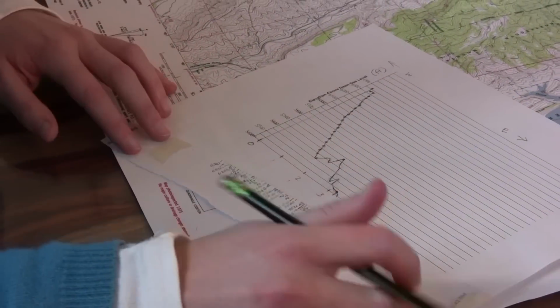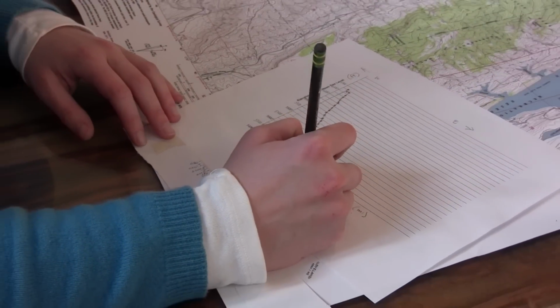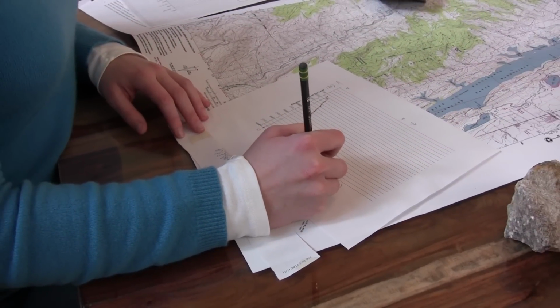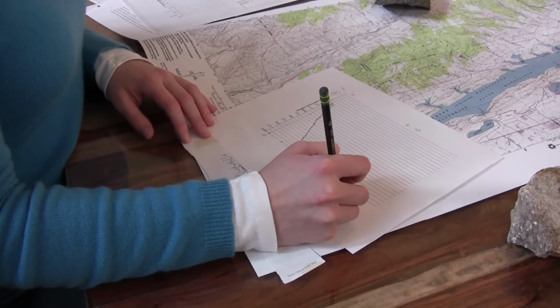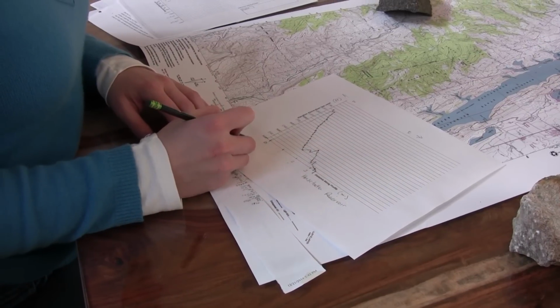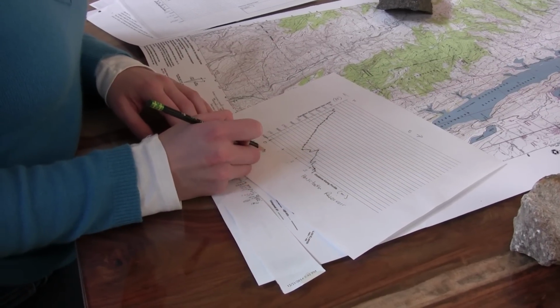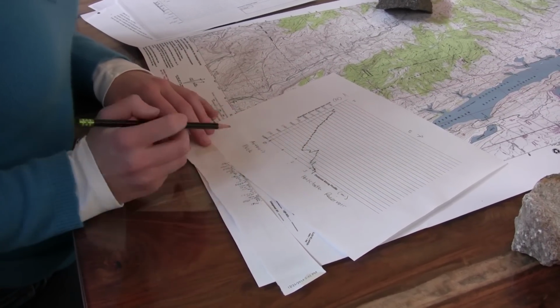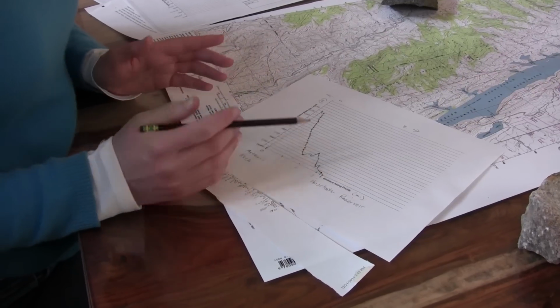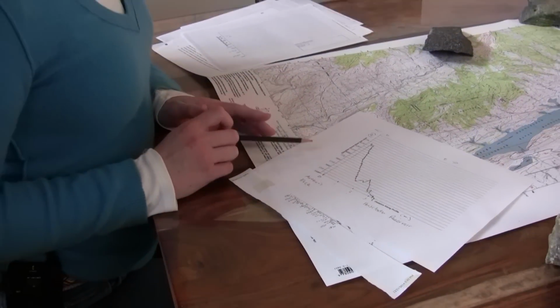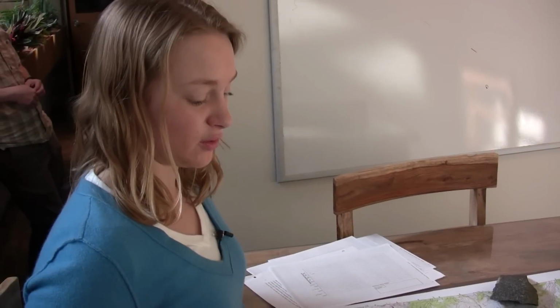And if we compare that to the map, this is where Horsetooth Reservoir is. And this is where Arthur's Rock is. So what I've drawn here is a representation of how the elevation changes along a line between Arthur's Rock and Horsetooth Reservoir.